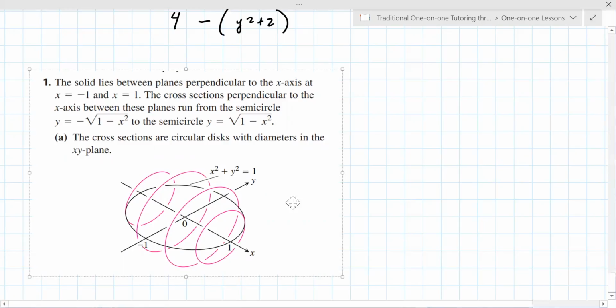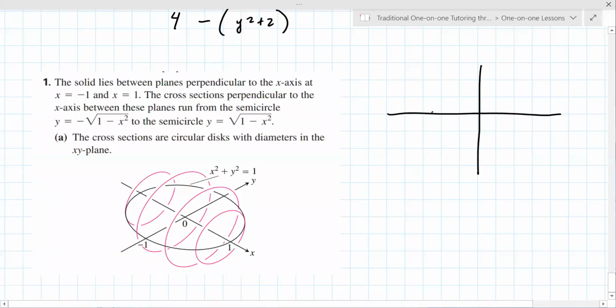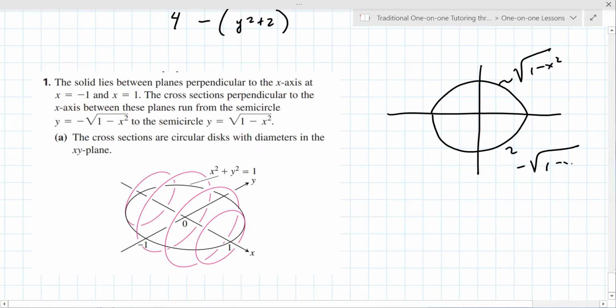So the solid lies between, I don't really like this, but I think this will be easier to look at in the XY plane. There's a top part and there's a bottom part here. This top one is the square root of 1 minus x squared. This bottom one is minus square root of 1 minus x squared. And they're saying that the cross sections are semicircles. So it's like this is the diameter of the semicircle, and that would be equivalent to something here is what they're trying to show you.